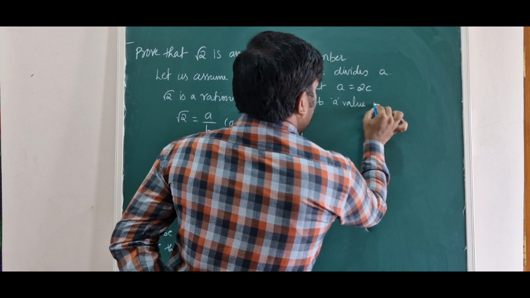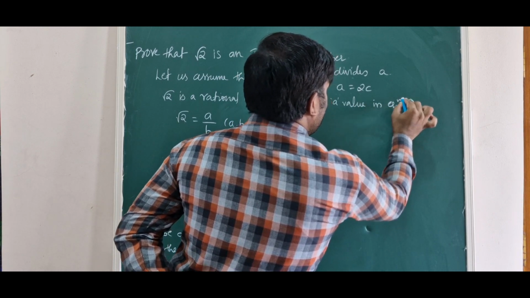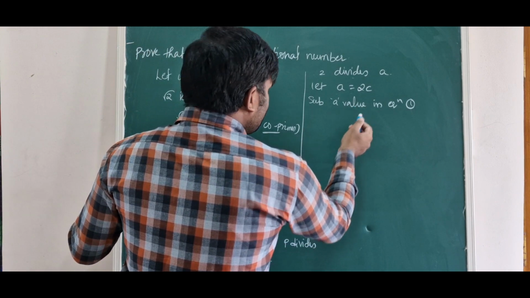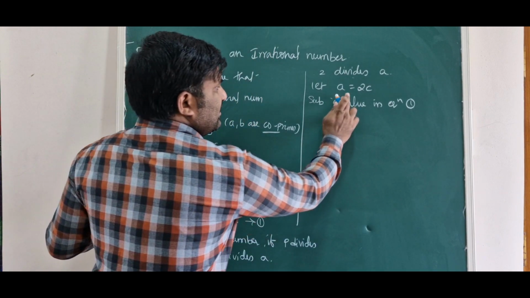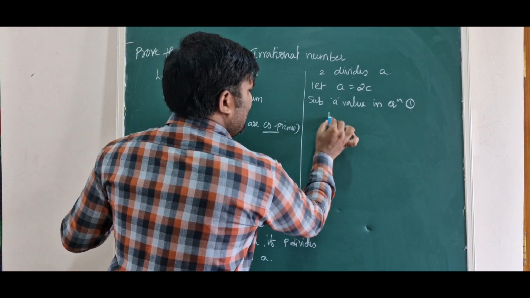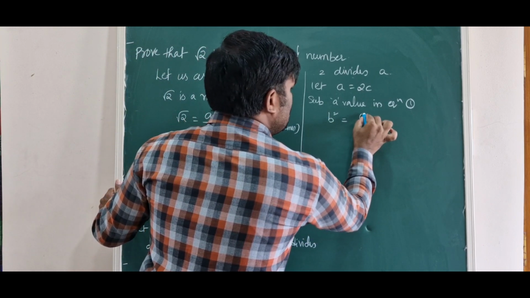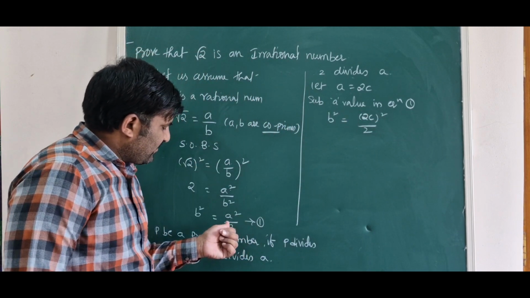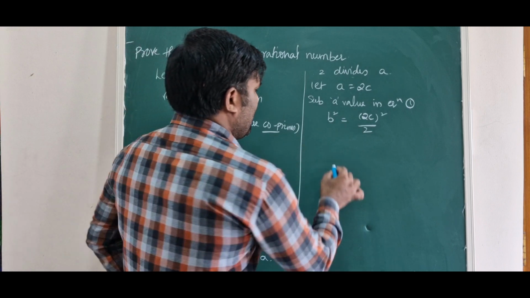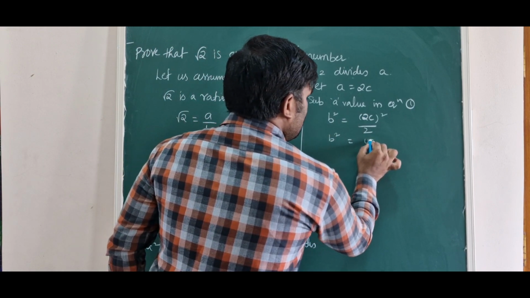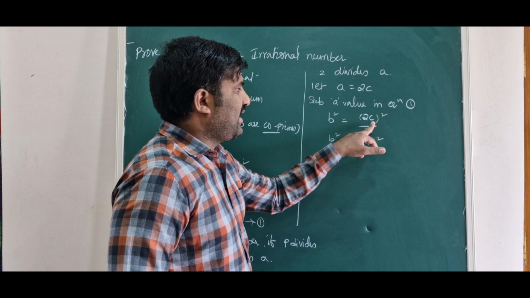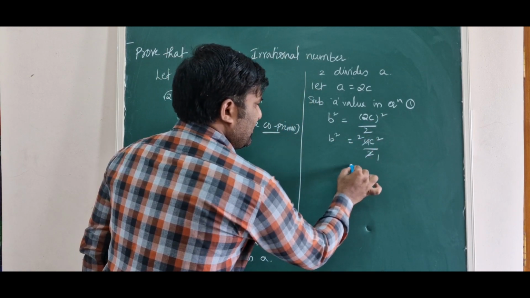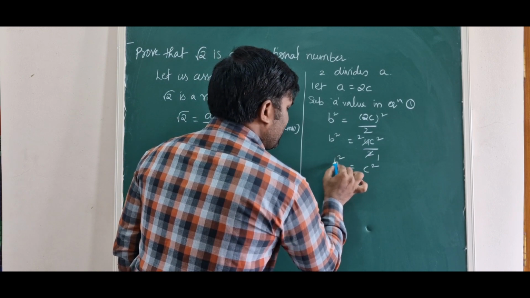Now substitute the A value in equation 1. We have equation 1: B square is equal to A square by 2. So I am substituting in place of A this 2C value in equation 1. We will get B square is equal to 2C whole square by 2. Now simplify it. B square is equal to 2 square is 4, and C square by 2. So 2 ones are 2, 2 twos are 4. Now we can write it: C square is equal to B square by 2.